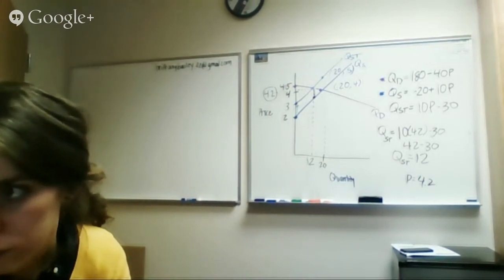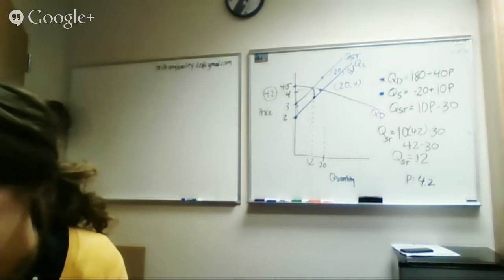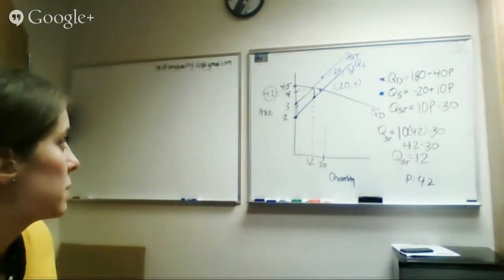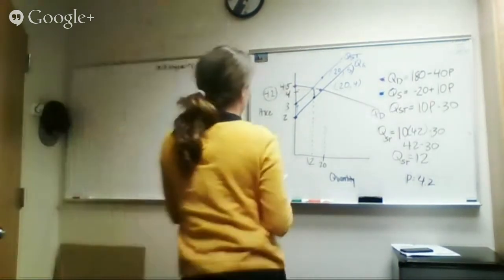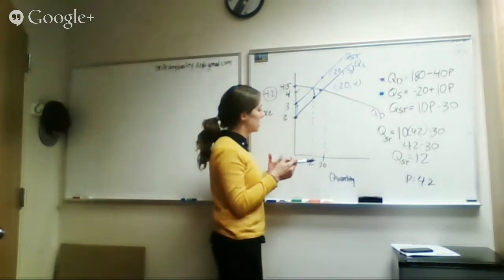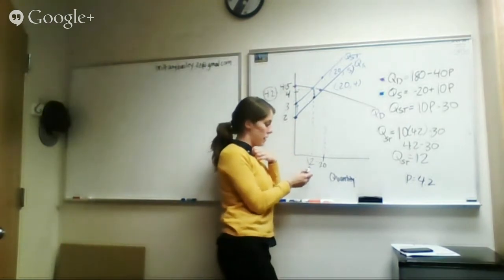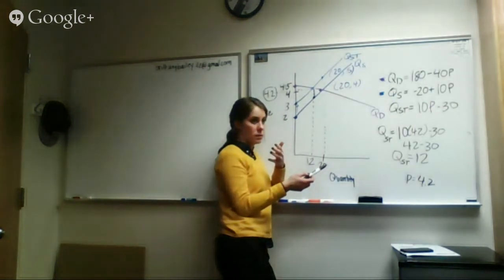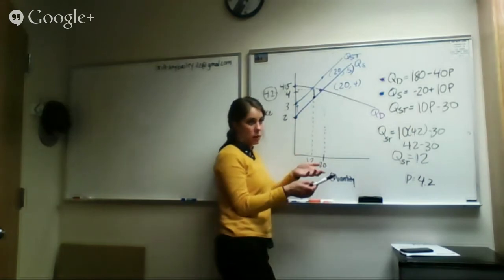What is the tax revenue? The tax revenue is going to be $1 times the quantity that is purchased, right? $1 for every unit, 12 units. So it'll be $12.